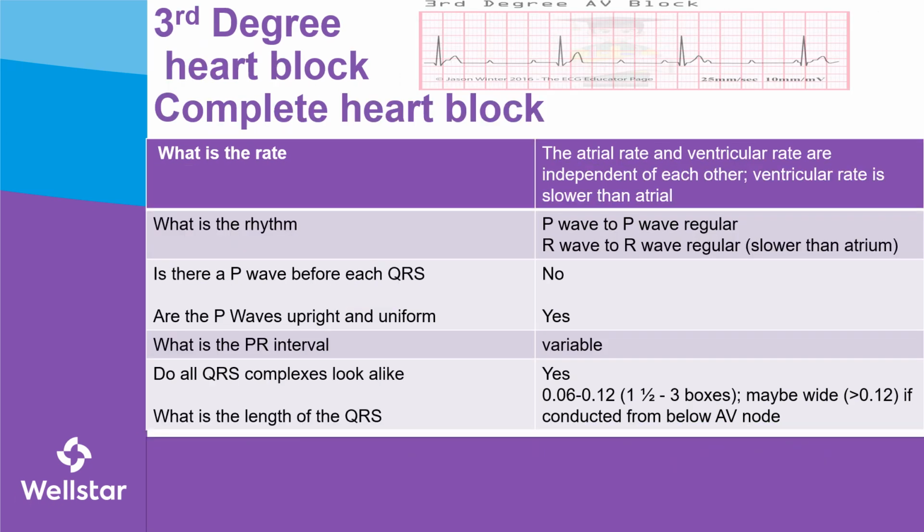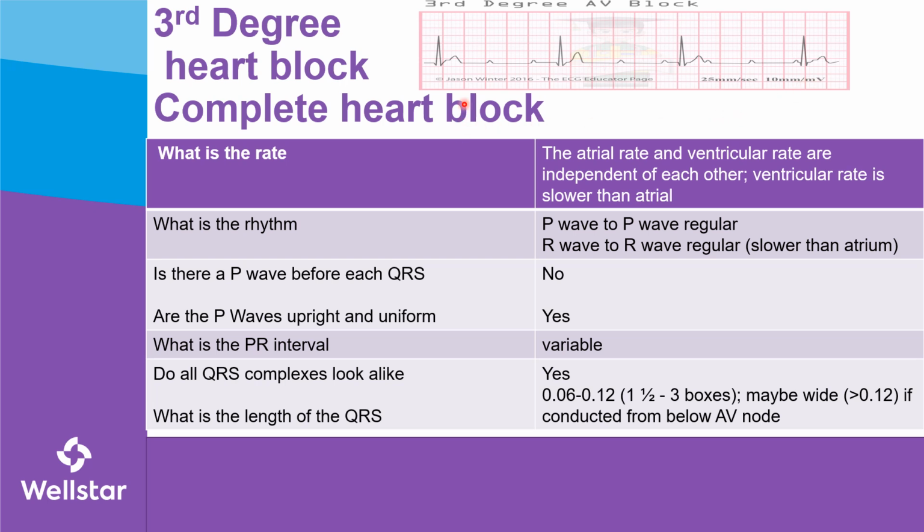And our third degree heart block, or the complete heart block: the atrial rate and ventricular rate are independent of each other. The ventricular rate is slower than the atrial. The rhythm, the P to P, is regular. So if you were to take a ruler or your calipers and measure all the P waves, you would see that they are pretty consistent. The same thing goes for the QRS complex. Take a ruler or a set of calipers and measure the distance between those, and they're going to be regular.